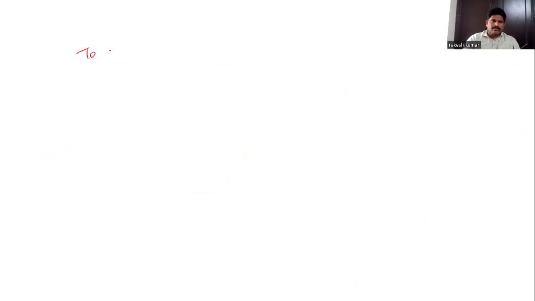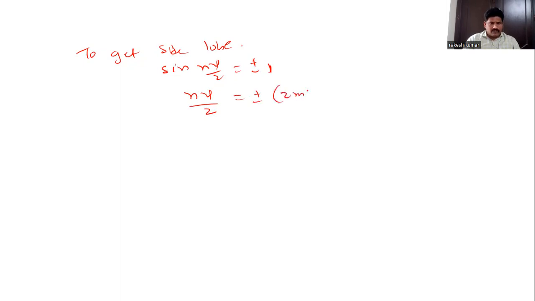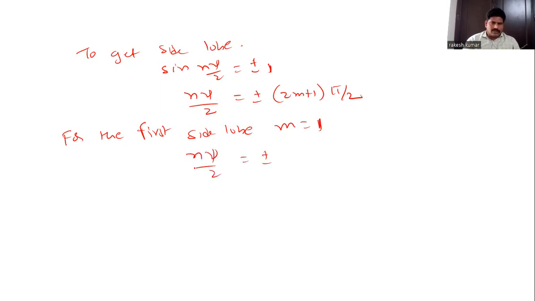To get the side lobe, let us take the first side lobe, with the condition sin(n psi by 2) equal to plus or minus 1. Applying sin inverse on both sides, n psi by 2 is equal to plus or minus (2m plus 1) pi by 2. For the first side lobe, m is equal to 1, so n psi by 2 is equal to plus or minus 3 pi by 2.